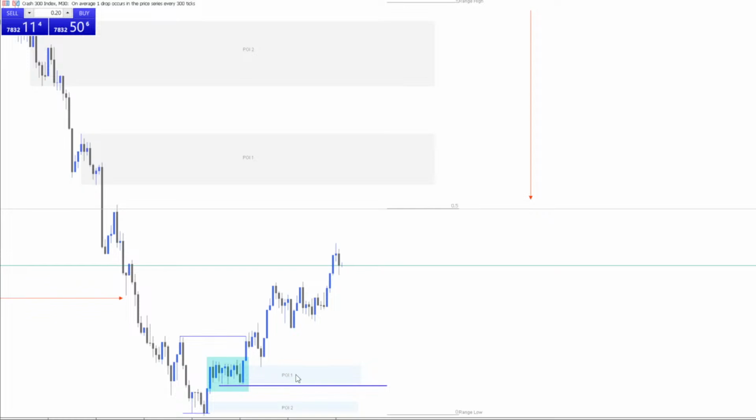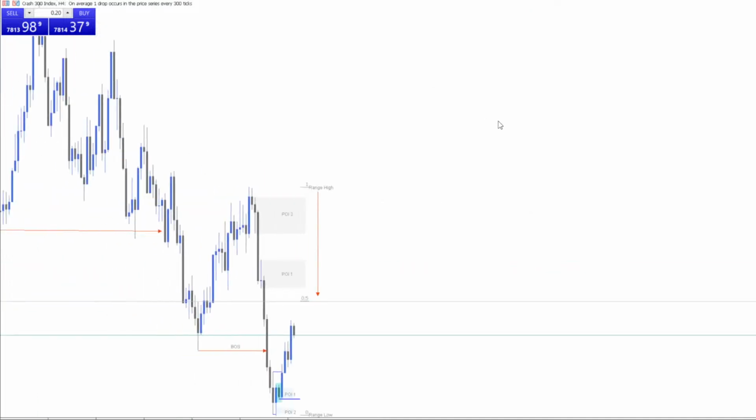So this POI1 on the lower time frame is called my decisional POI, which led to the break of structure internally, and this POI2 is called my origin POI. Why? Because that is where the move to the upside began, that actually caused this break of structure to the upside.